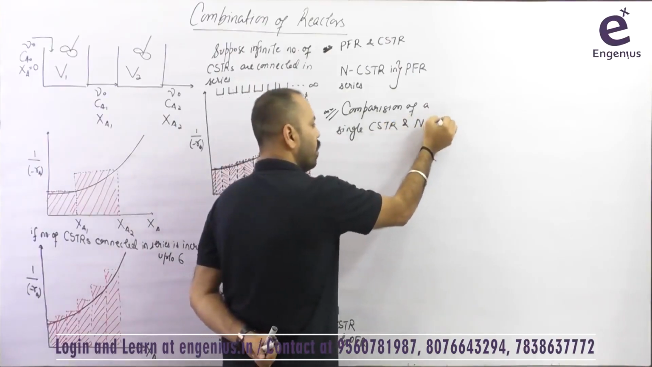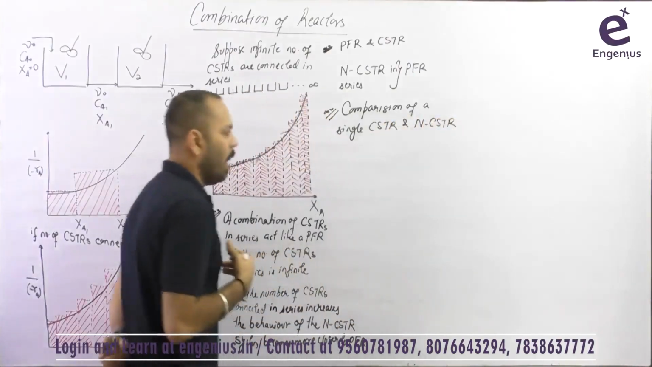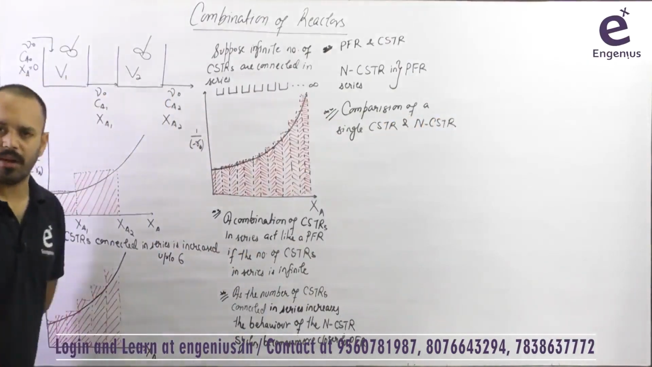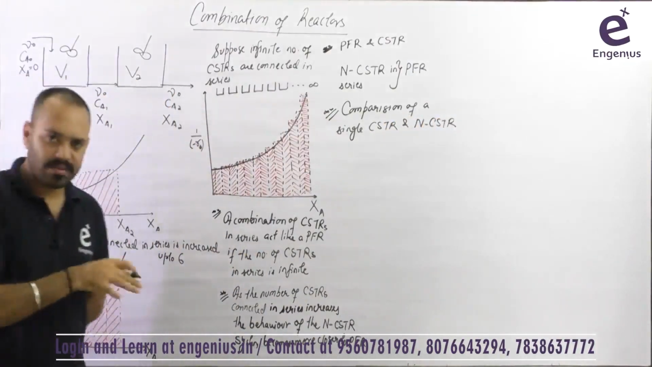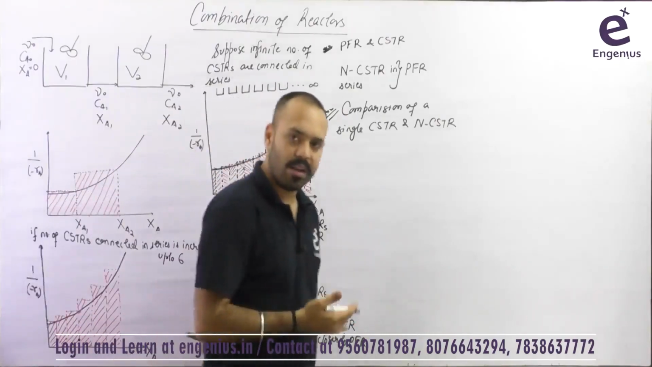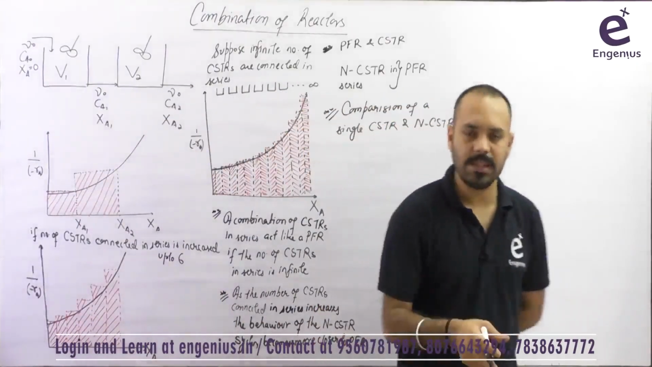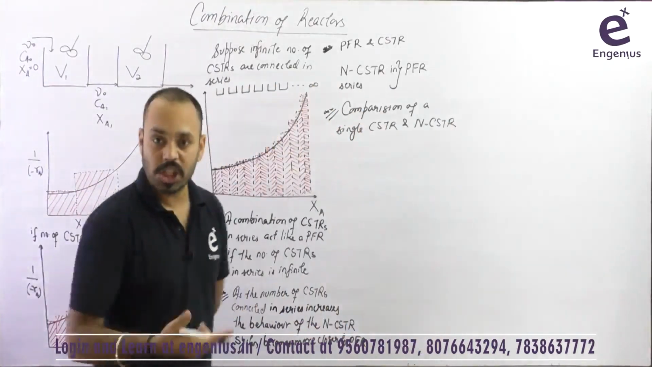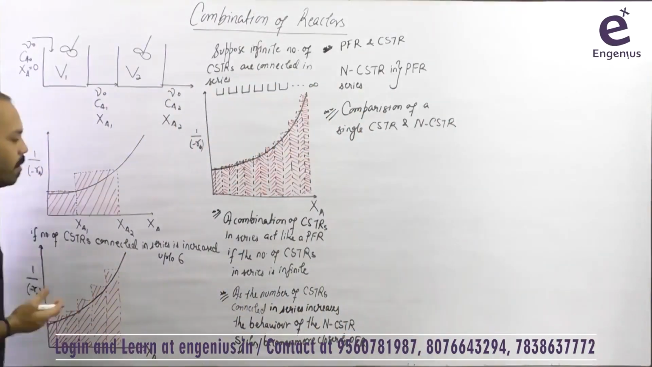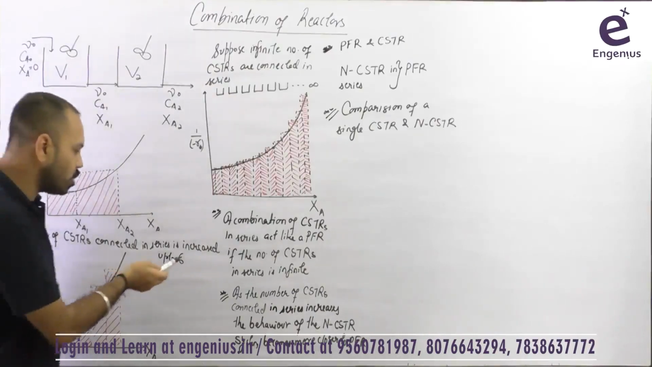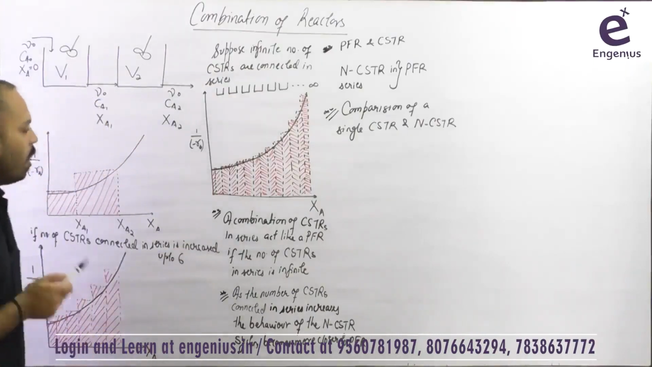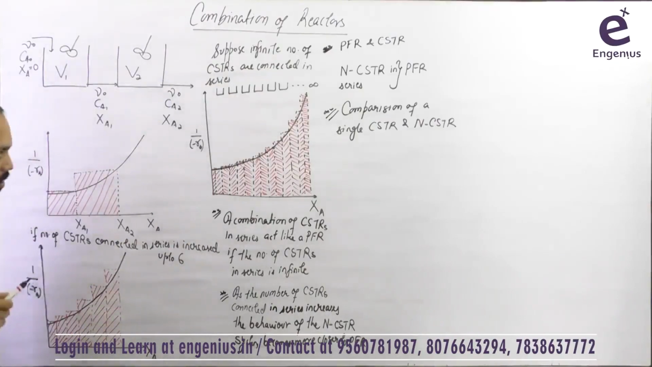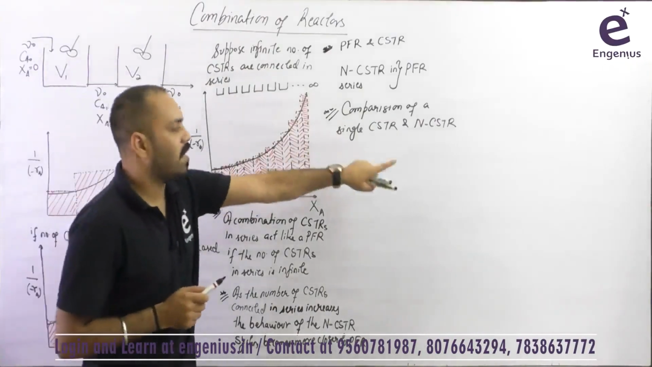ये कोई नया कंपैरिजन नहीं है, आप बस ऐसा समझ लो. Now I am treating the N CSTRs as a PFR. So all the points of comparison remain the same as we have discussed in selection of reactor. Right now I am giving you a condition when the N CSTR system is behaving like a PFR. So a combination of CSTRs in series acts like a PFR if the number of CSTRs in series is infinite. So comparison of single CSTR and N CSTRs.